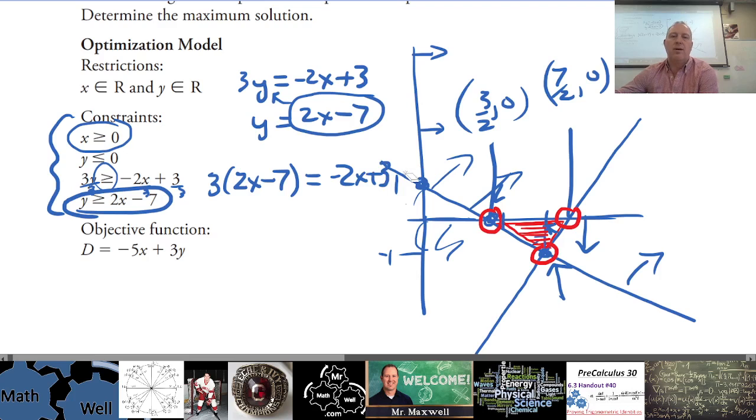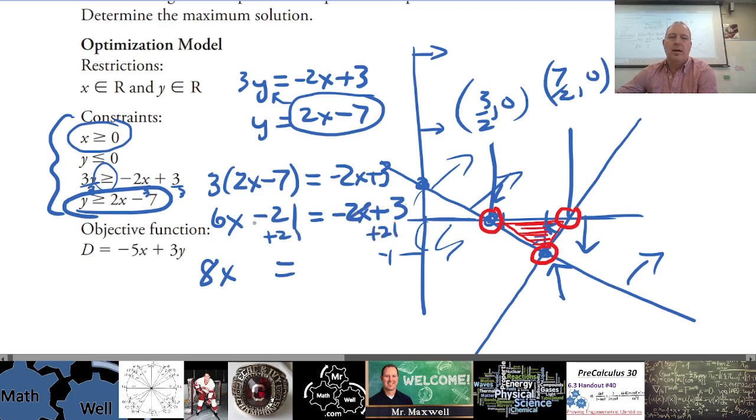So it's going to look like this. This is stuff we haven't done for a while, so I get it. But this is how you do this. 6x minus 21 equals negative 2x plus 3. So I'm going to add 2x to both sides, I'll get 8x. I'm going to add 21 to both sides, and I'm going to get 24. So x equals 3.